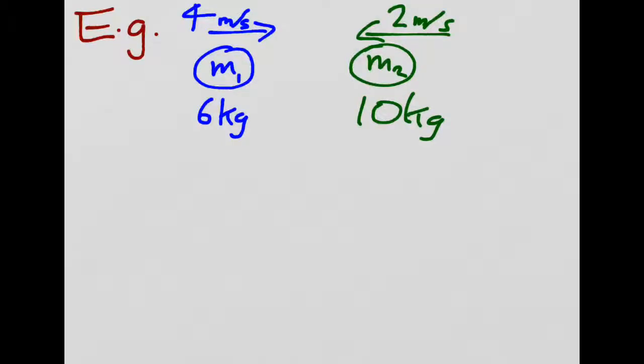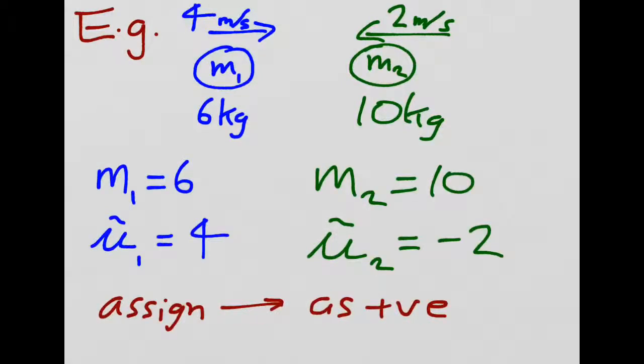We have particle 1, 6 kilograms, colliding with particle 2, which is 10 kilograms, and you can see the initial velocities there. So you can see m1 is 6, u1 is 4, m2 is 10, u2 is negative 2 because I've assigned left to right, the rightwards direction, as positive.